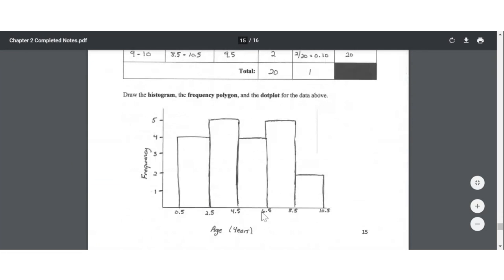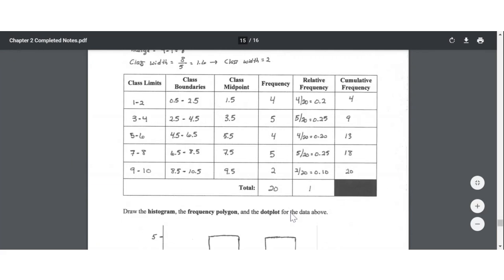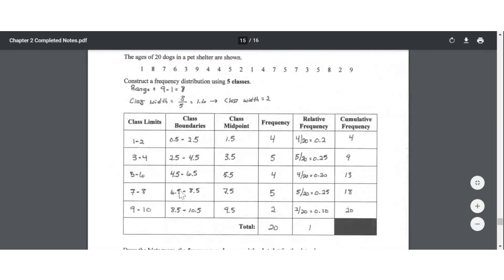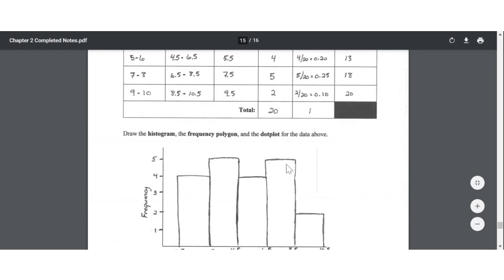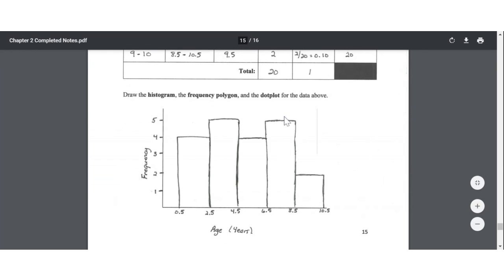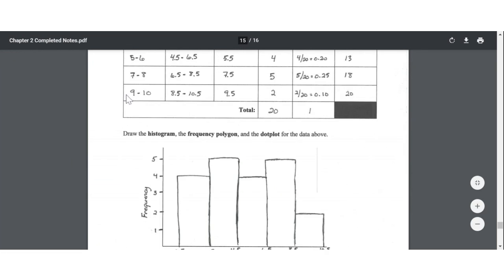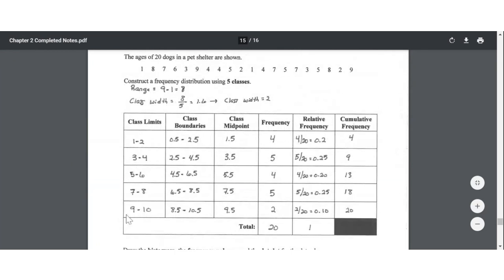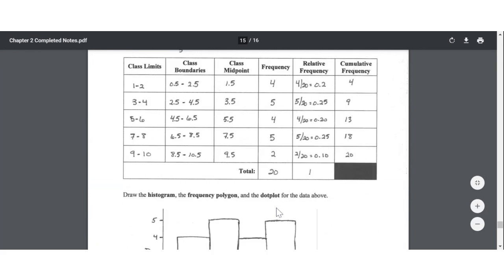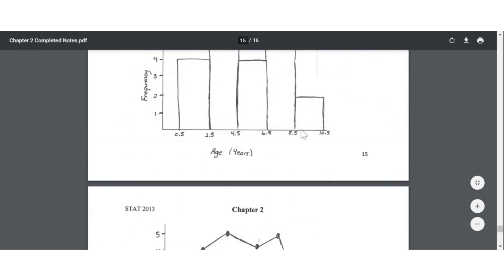Then the next one is 6.5 to 8.5, which corresponds to the class limits of 7 to 8, and the frequency of that is again 5, so we have a bar of height 5. And the last one is 8.5 to 10.5, which corresponds to the class limits of 9 to 10. The frequency there is 2, so the height of that bar is 2.